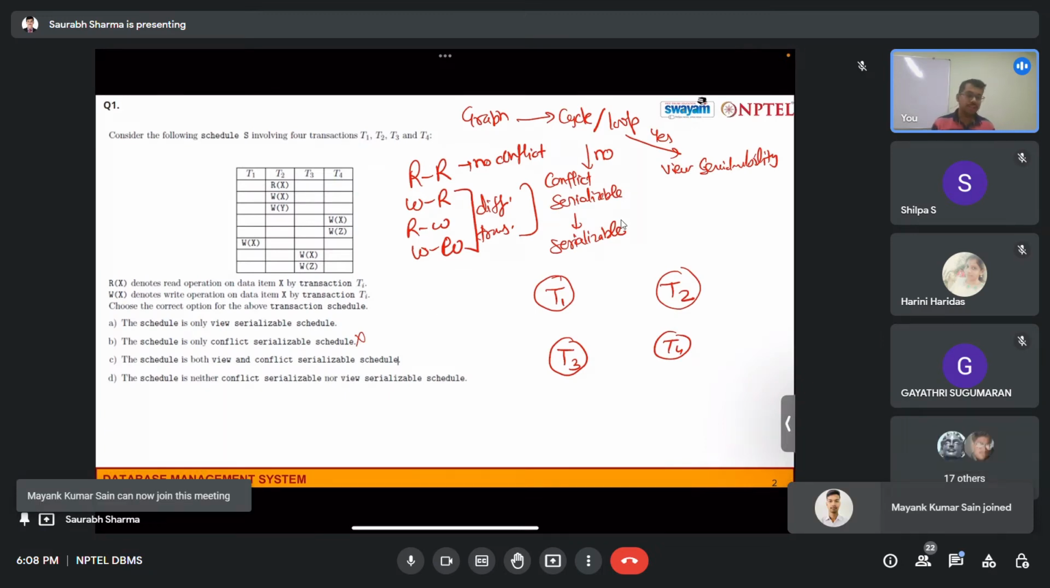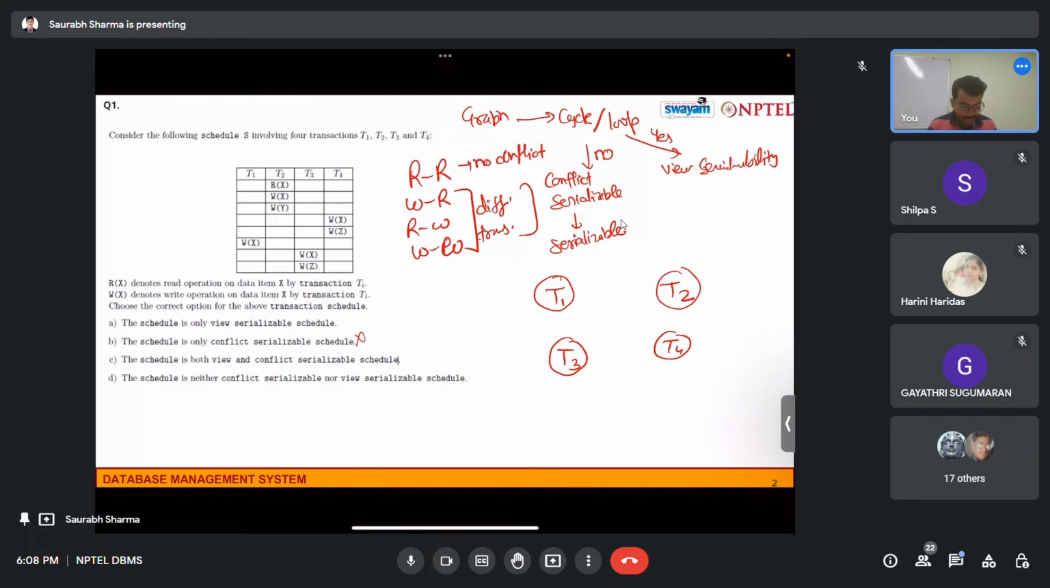Whenever there is a write operation, just see the example, that will be cleared. If that is not clear, I will explain it again. We have to see the timeline. In the timeline, if we have a read operation, we have to search for any kind of write operation in other transactions.